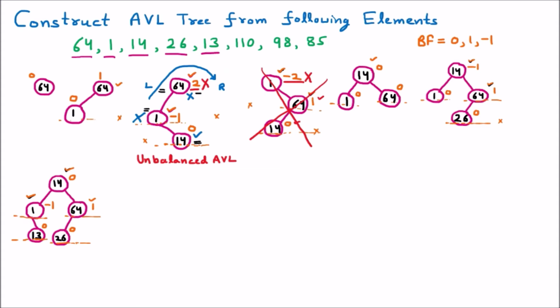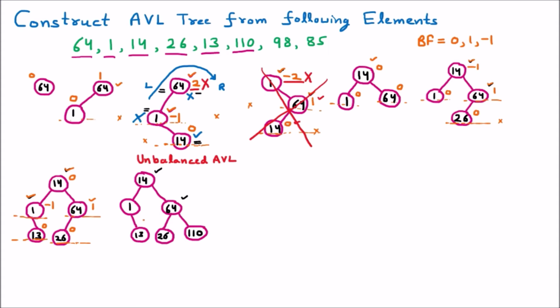Now is the time to construct the next node. The next node we have is 110. This is the existing tree and here we are inserting the node 110. We know that 110 is greater than 14, greater than 64. So 110 will come on the right-hand side of 64. So 110 is attached at the right of 64.